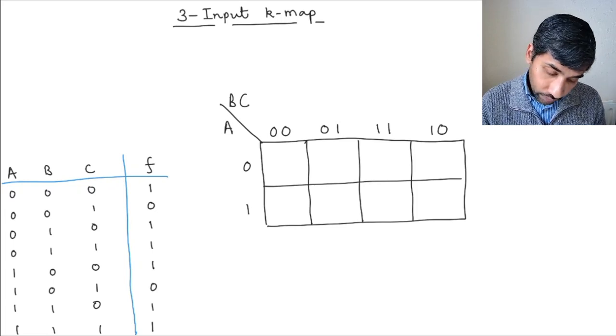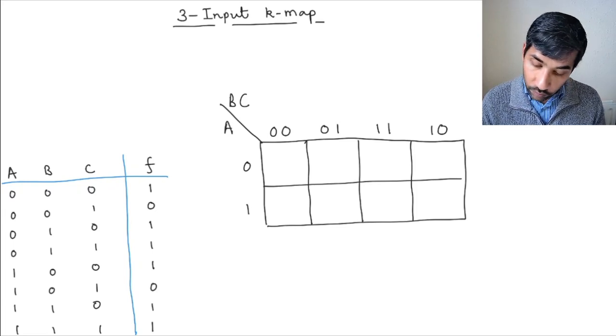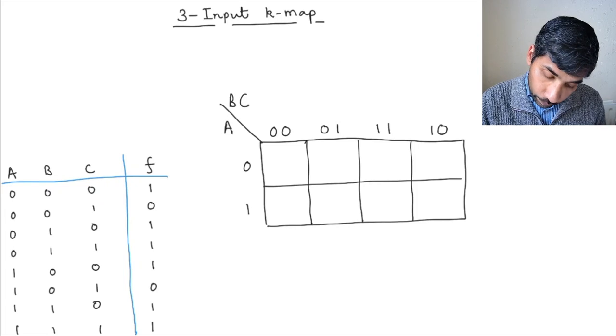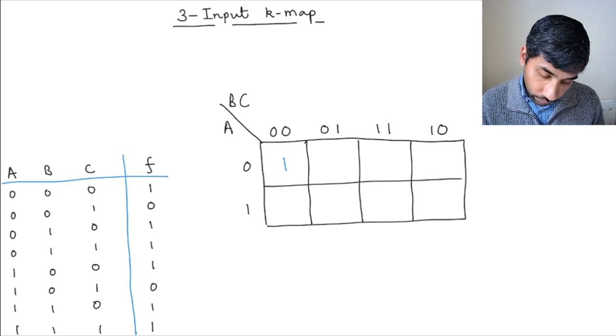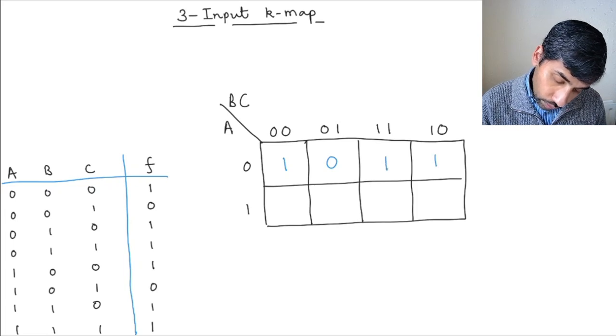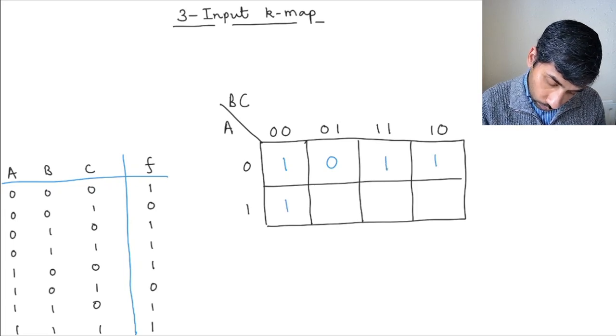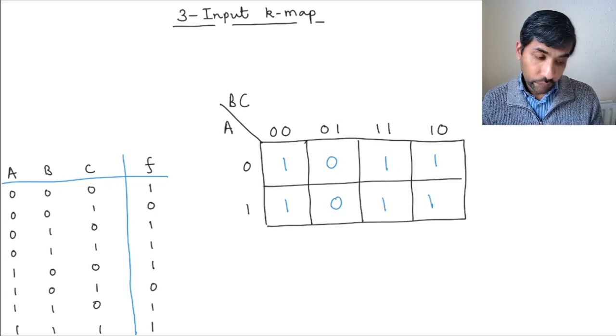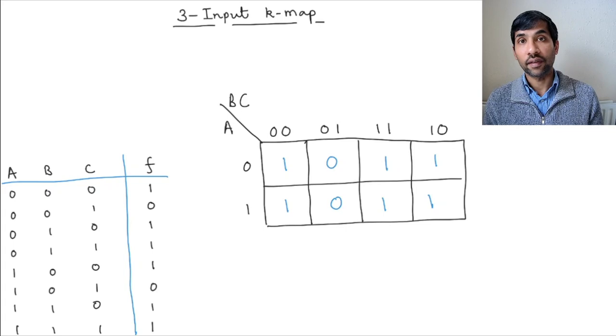So what do we have? For all terms 0, you have f equal to 1, and then you have 0, then you have 1 1, then you have 1 0 1 1. So that's the K-map that you have.